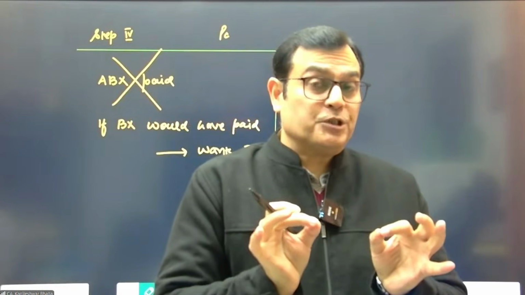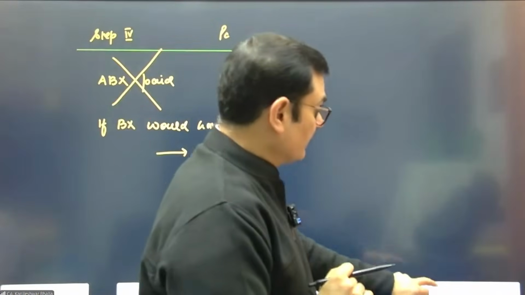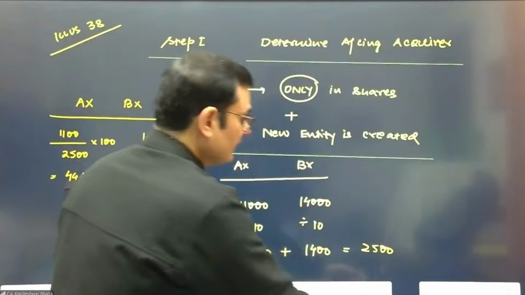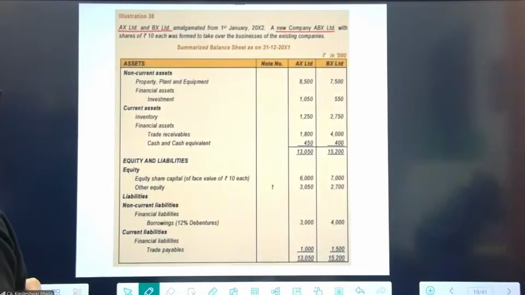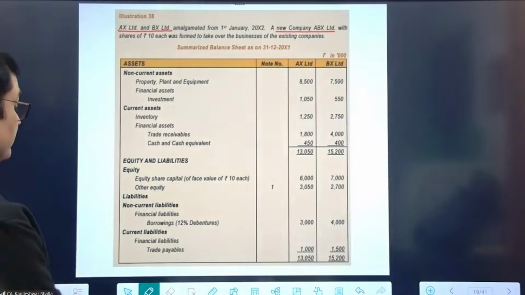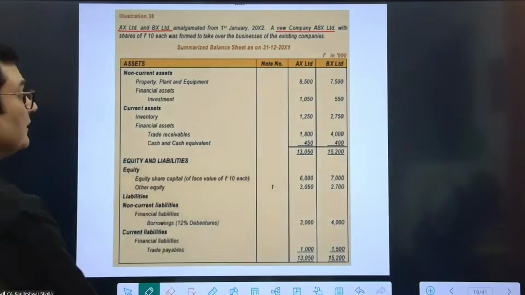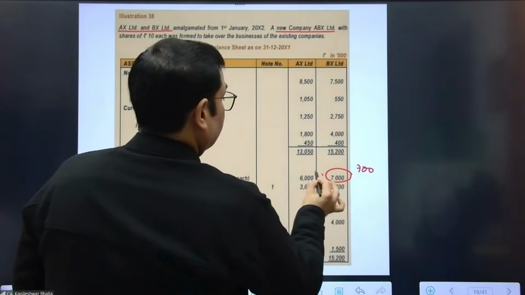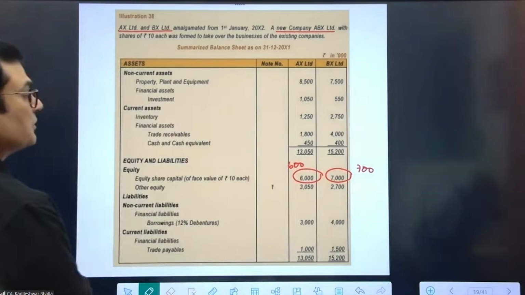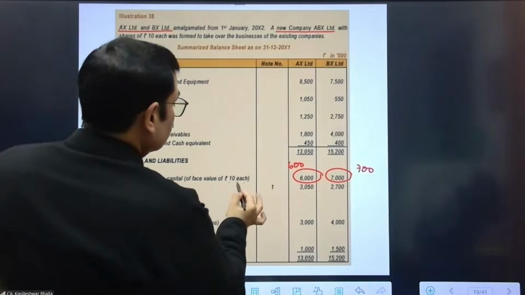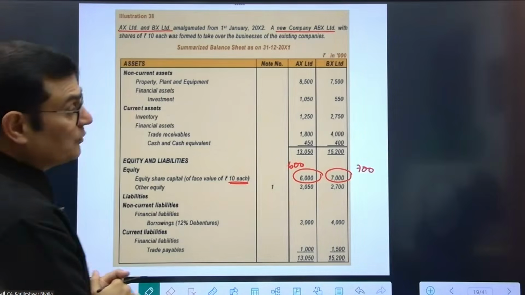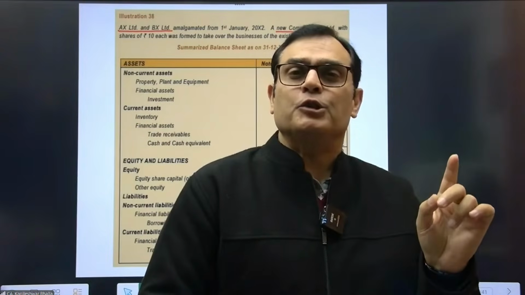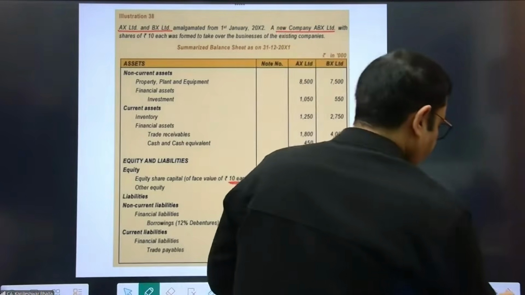So let's go to the balance sheet of BX and get the number of shares. BX has got a total of 700 shares and AX has got a total of 600 shares, because the shares are 10 rupees each. I want to calculate, if BX would have paid the consideration, how many shares he would have issued to AX in order to maintain a 56% stake in the company.